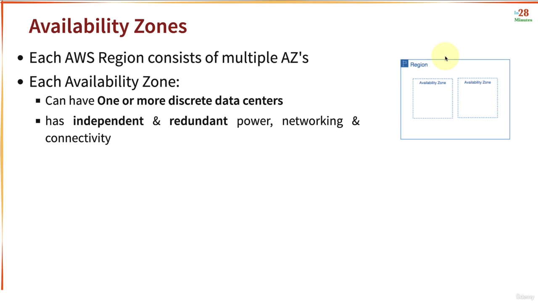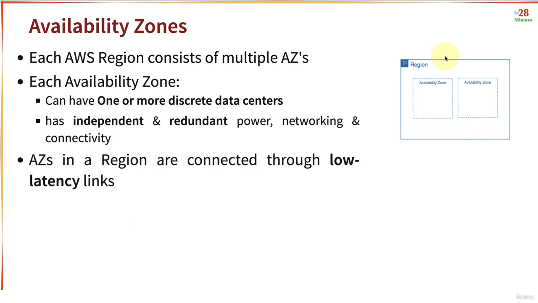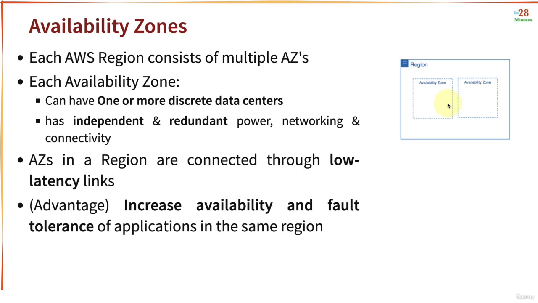The chance that two availability zones simultaneously fail is very, very rare. In addition, all the availability zones in a region are connected through low latency links. So there can be very fast communication between applications deployed in the different availability zones. The biggest advantage of going for availability zones is increased availability and fault tolerance while deploying the application in the same region. So if I'm deploying my application to multiple availability zones in the same region, even if one of the availability zones goes down, you can serve the application from the other availability zone.